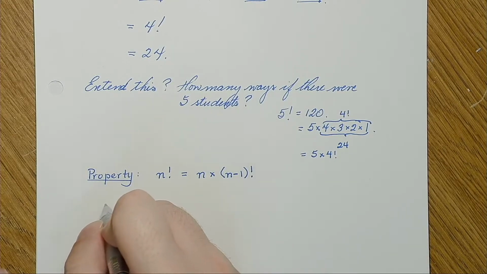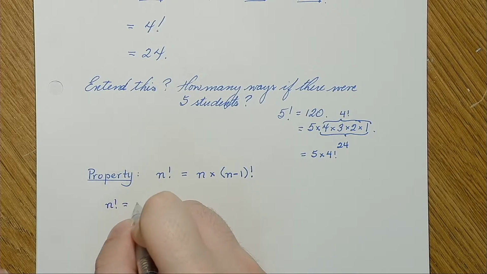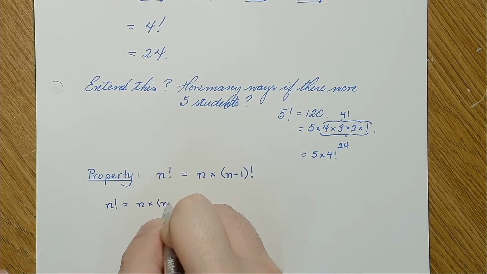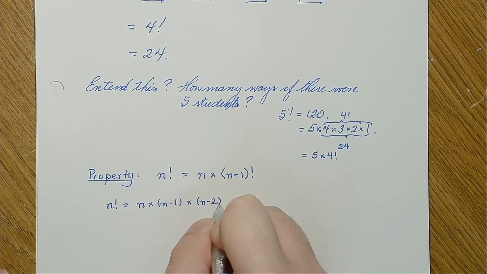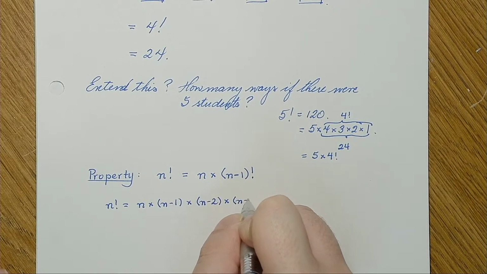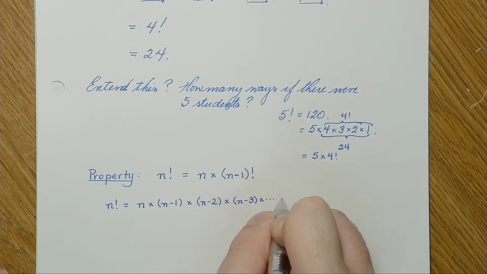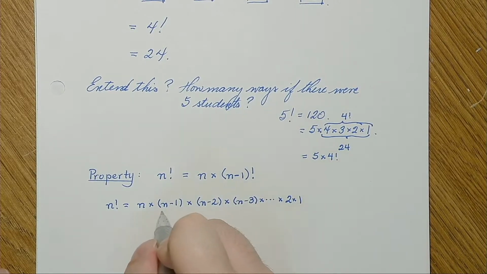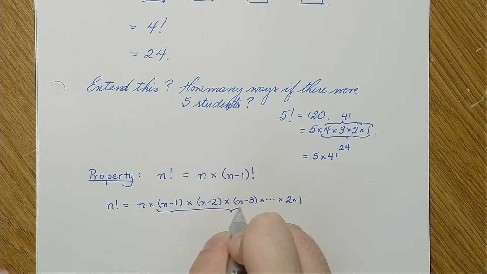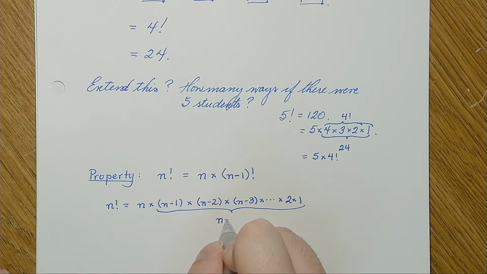And if you want to see that, it's n factorial. We do n times n minus 1 times n minus 2, n minus 3. Okay, but over here, that is by definition n minus 1 factorial.